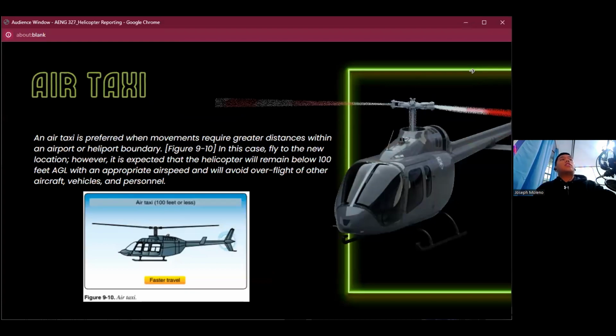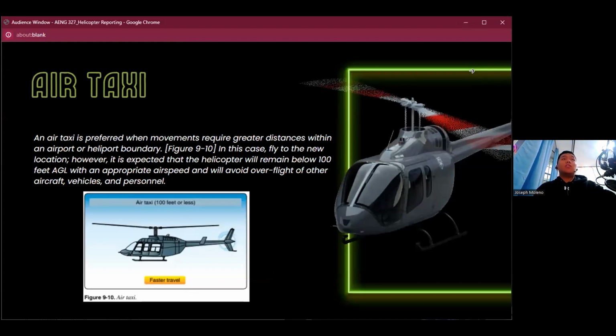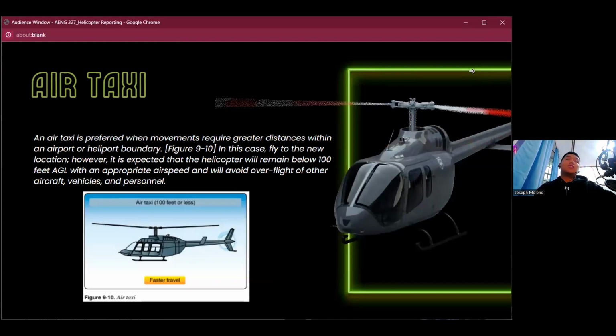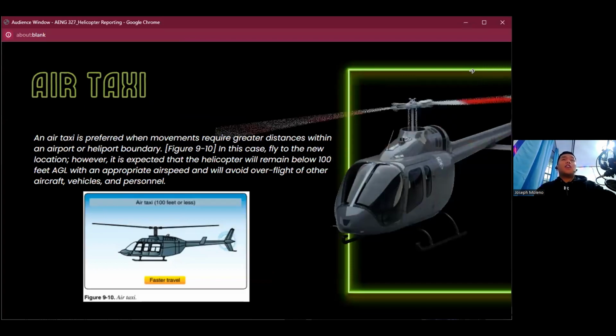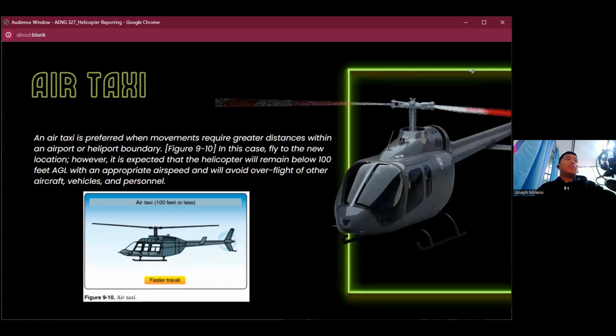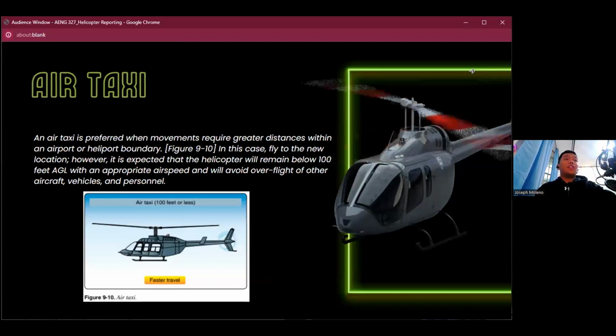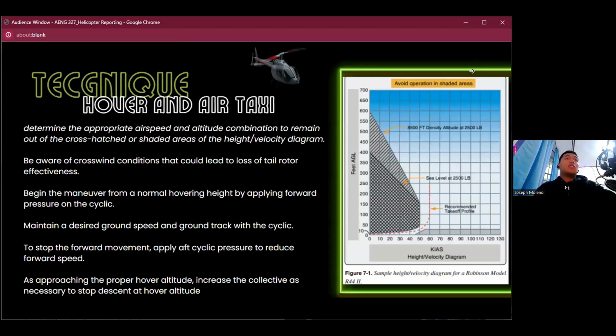Next is air taxi. Air taxi is preferred when movements require greater distances within an airport or heliport boundary. In this case, fly to the new location. However, it is expected that the helicopter will remain below 100 feet with an appropriate airspeed and will avoid overflight of other aircraft, vehicles, and personnel. So techniques for hover and air taxi: determine the appropriate airspeed and altitude combination to remain out of the cross-hatched or shaded areas of the height velocity diagram.